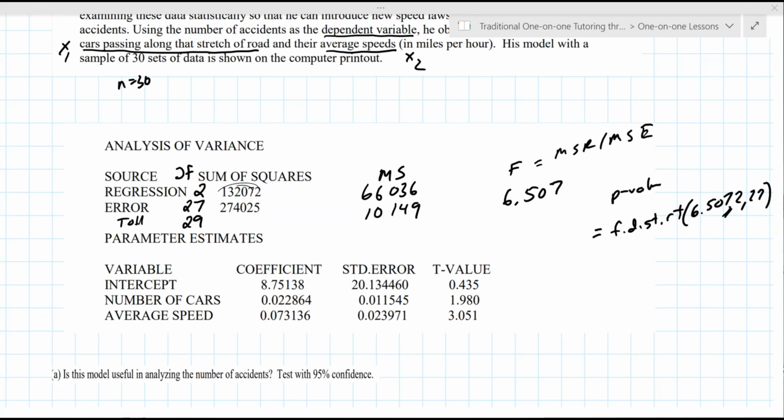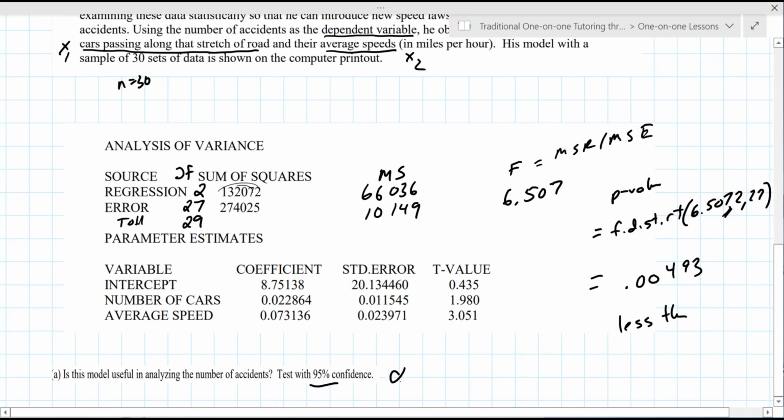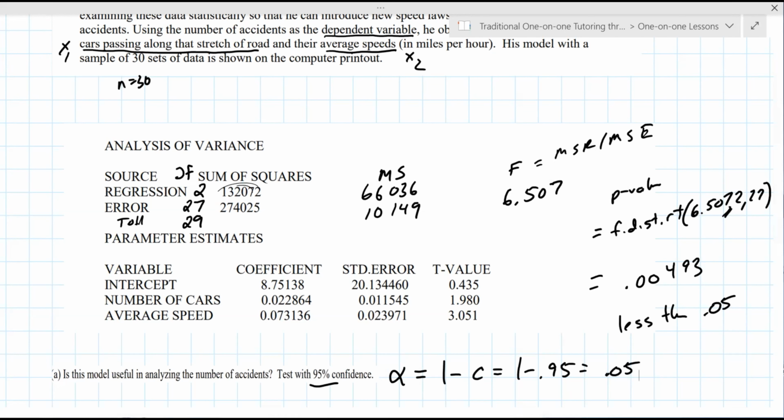All right, so wow, actually just barely, so 0.00493. So this is definitely less than... 95% confidence means an alpha is 1 minus C. So it's 1 minus 0.95, so it's 0.05. And this is less than the 0.05. So we know that it is significant. It is useful because the p-value 0.00493 is less than the alpha level.